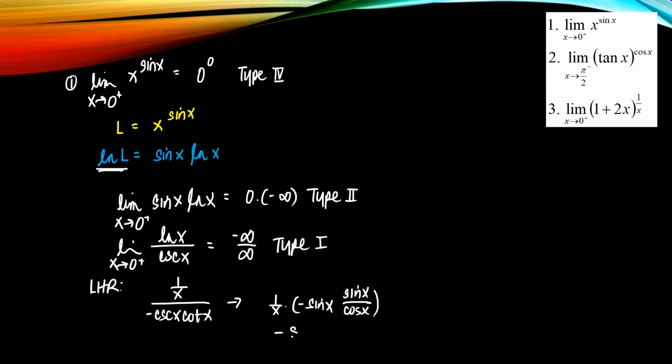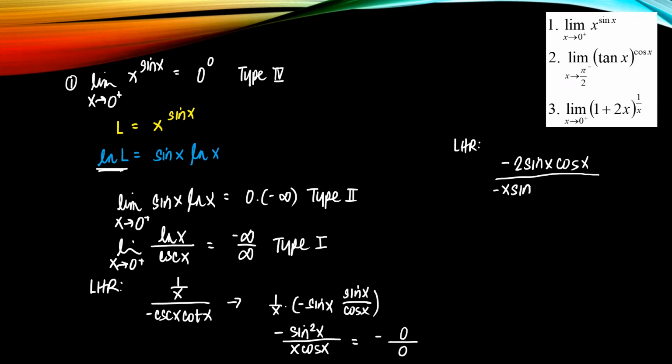I'll force the x to be underneath. Sine squared x over x cosine x. So that this one is negative 0 over 0 times 1. So it's still type 1. Therefore, I still need to apply another LHR. If it's another LHR, guys, that means I have a negative in front. 2 sine x cosine x, and then the one at the bottom, that's the product rule. You copy the first, derivative of the second, plus copy the second, derivative of the first, and then let's apply the limits.